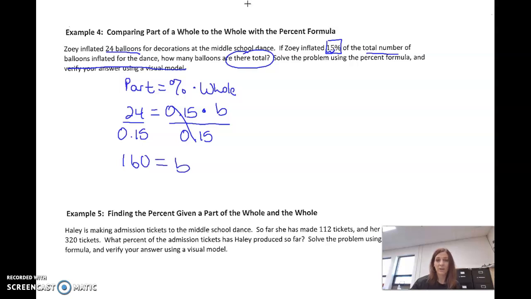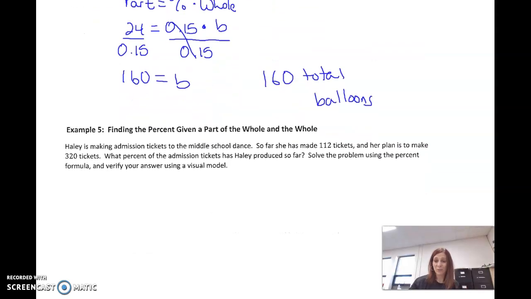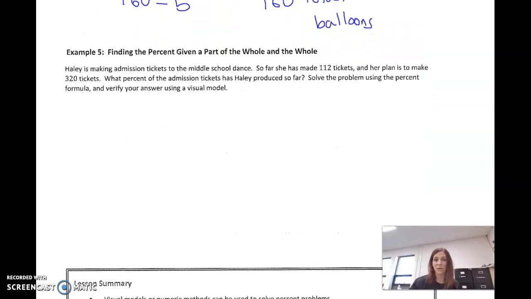So again, what are we trying to find? Solve the problem. How many balloons are there in total? So there's 160 total balloons. All right. Last question. And again, hopefully you see that if you write down the equation, fill in what you know, it's solving equations like we've been doing.